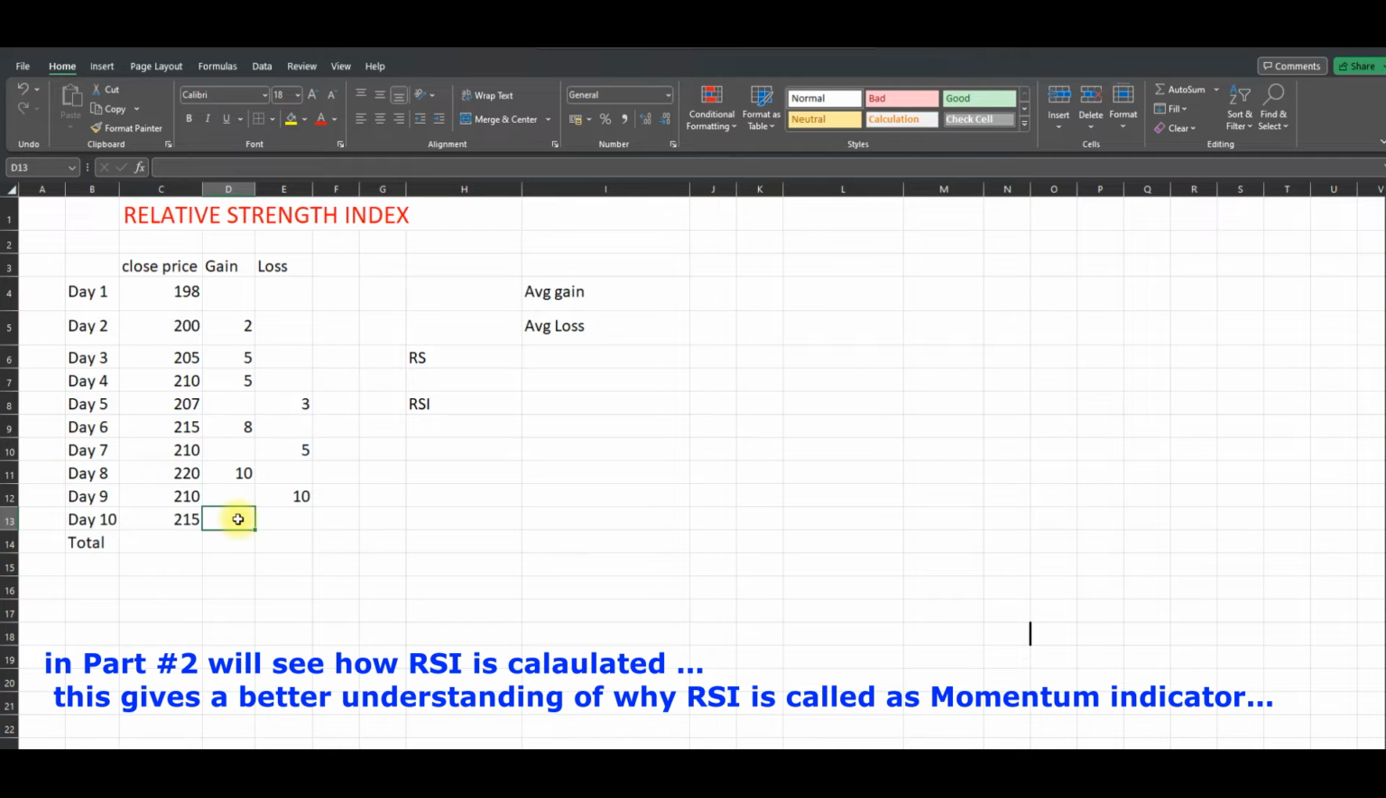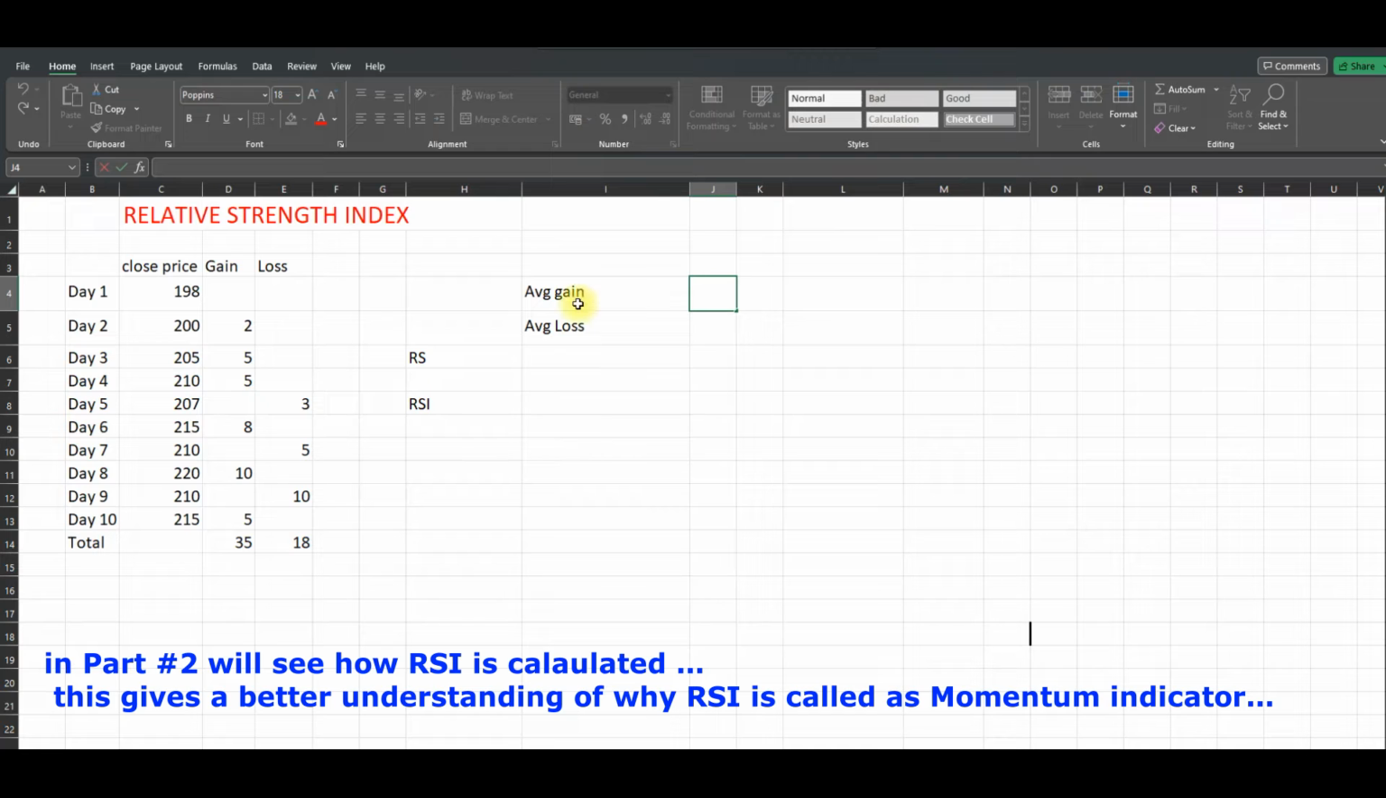Day 10 again, it is a gain of 5. Now we have to find the total number of gains. So I am finding the total sum. We got 35 as the gain and 18 as the loss. This is the sum of gain and the sum of loss.